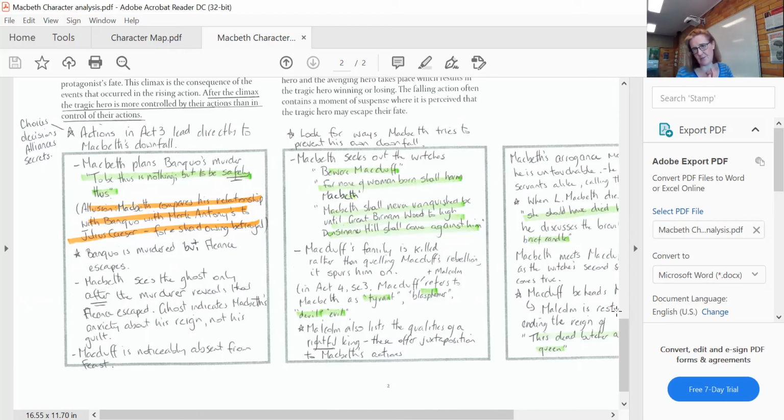And as I've mentioned with my class, Macduff is noticeably absent from the feast. And that's important because when I say noticeably absent, Macbeth notices that Macduff is absent. And that is going to drive what happens in Act 4. And then that is going to drive what happens in Act 5.